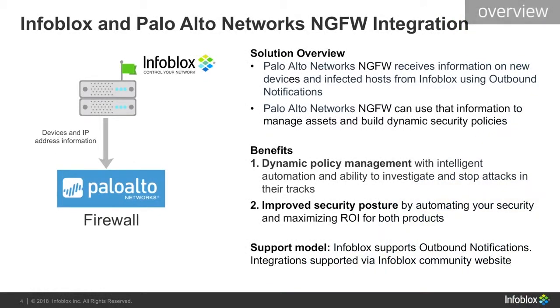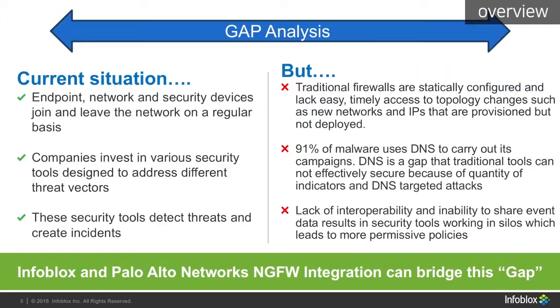With Outbound API, we're now able to respond faster to network changes with the help of Infoblox's ecosystem license. Using Palo Alto Networks' next-gen firewall, admins can now automate DNS security with the ability to stop attacks immediately without intervention, maximizing ROI for both Palo Alto Networks' next-gen firewall and Infoblox.